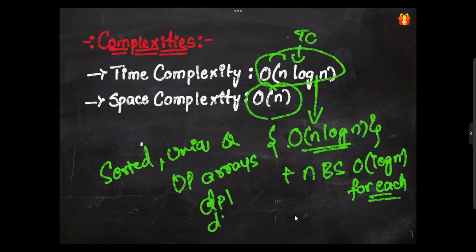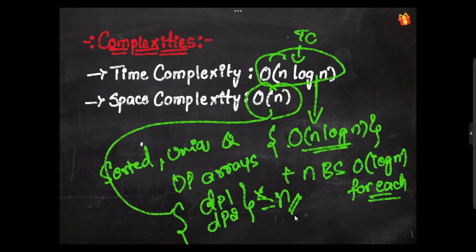One is DP1 and another one is DP2. So accordingly, with these two arrays itself, we have understood the approach basically, right? So we will be going with the array sorted, unique, and DP arrays DP1 and DP2 of size less than or equal to n basically. So overall space complexity would be big O of n here.